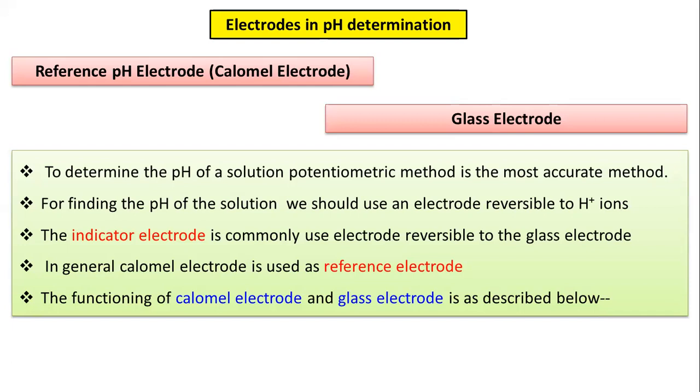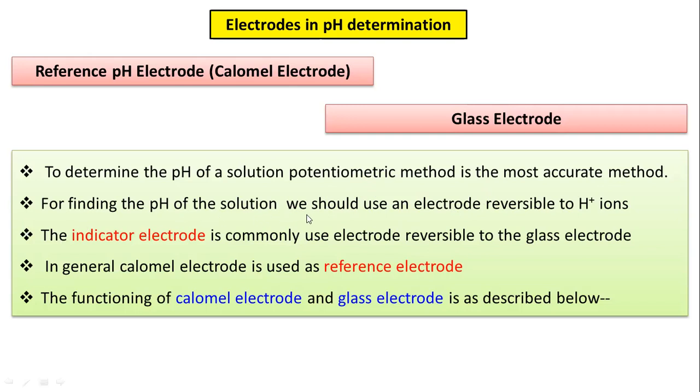Now there are some electrodes that can be utilized to measure the pH of a particular solution. Popularly, two electrodes are used to determine the pH of the solution. The first is a reference pH electrode, recognized as the calomel electrode, and the other is a glass electrode. To determine the pH of the solution, the potentiometric method is the most accurate method, so whenever we measure the pH of the solution, it is measured according to the potentiometric method.